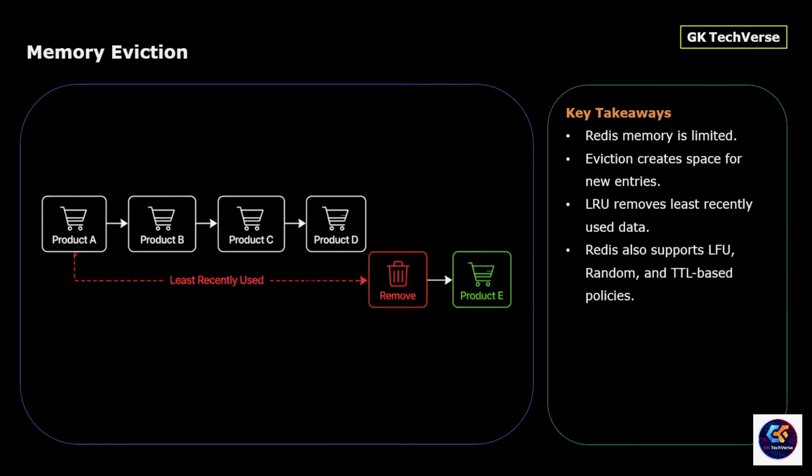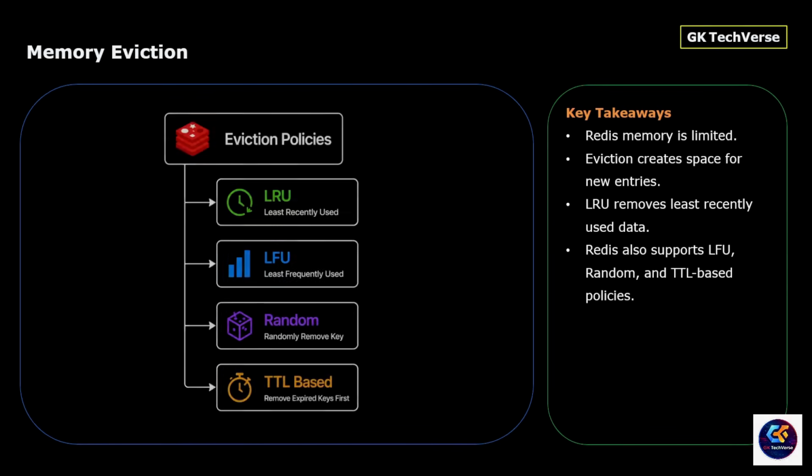Imagine your cache can store only 4 products. Users continuously request products A, B, C and D. After some time, product A is no longer accessed. Now a request for product E arrives. Since the cache is full, Redis removes product A and stores product E. This makes room for new data while keeping frequently accessed data available. Besides LRU, Redis also supports other eviction strategies such as LFU, random and TTL based policies. However, LRU is one of the most widely used policies for application caching.